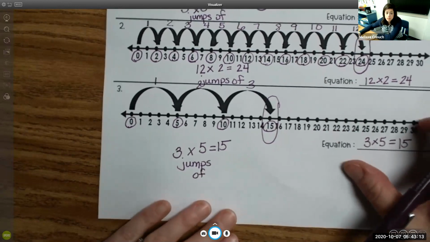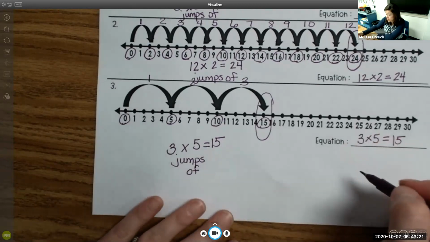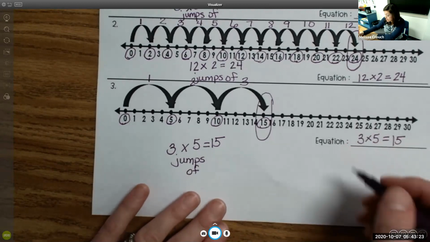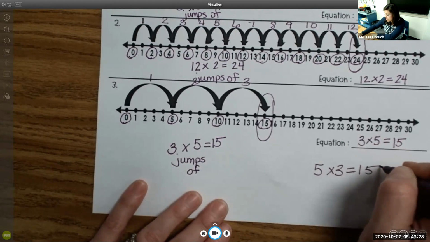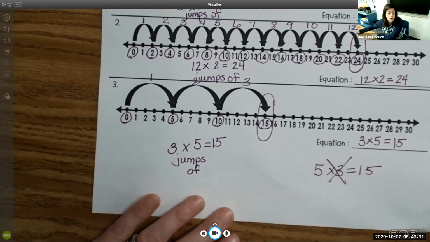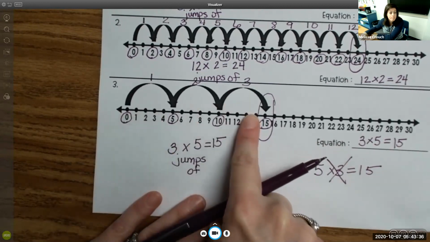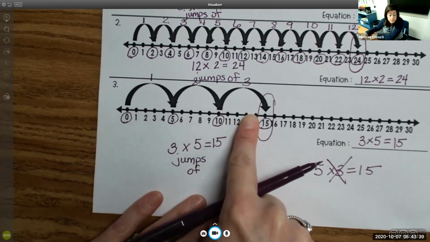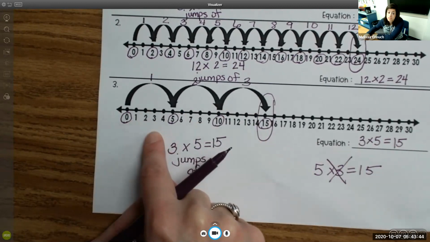Okay, so that's kind of what your assignment's going to look like. But here's what I want you to make sure. If you, in your practice, put 5 times 3 equals 15, they are going to count it wrong. Because in this model, you did not make 5 jumps of 3. That's not what this model looked like. It was not 5 jumps. You made 3 jumps of 5.